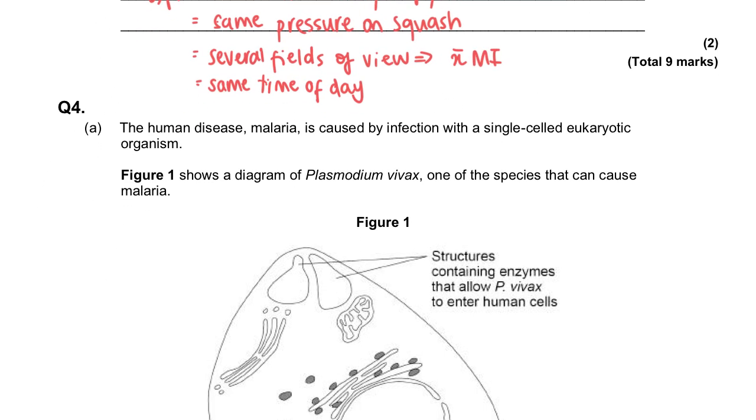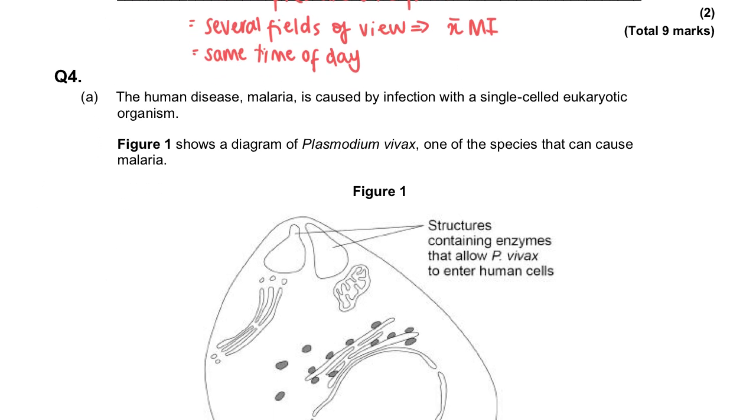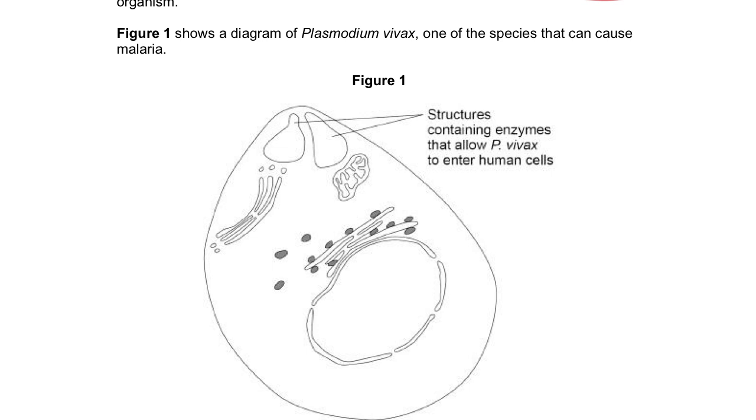Cool. So let's move into question 4. The human disease malaria is caused by an infection with a single-celled, so unicellular, eukaryotic organism. So the good thing to know about malaria is that it's a plasmodium. It's a kind of protist thing that will infect your cells. And figure 1 shows a diagram of Plasmodium vivax, one of the species that can cause malaria.